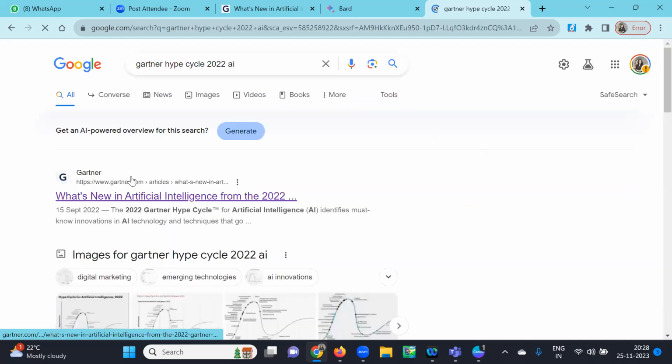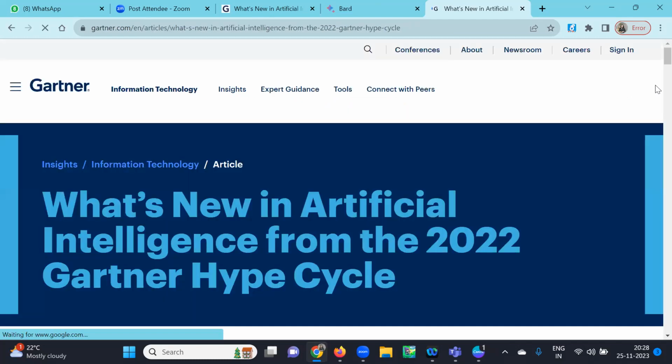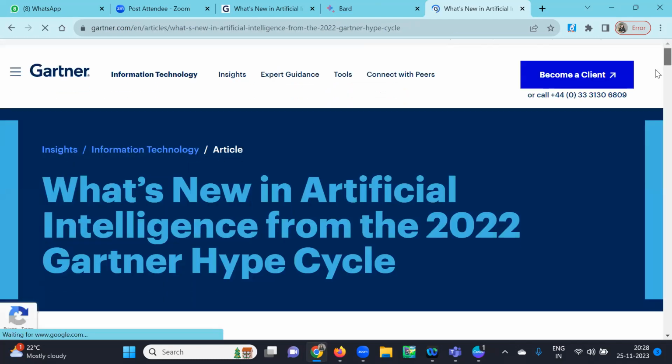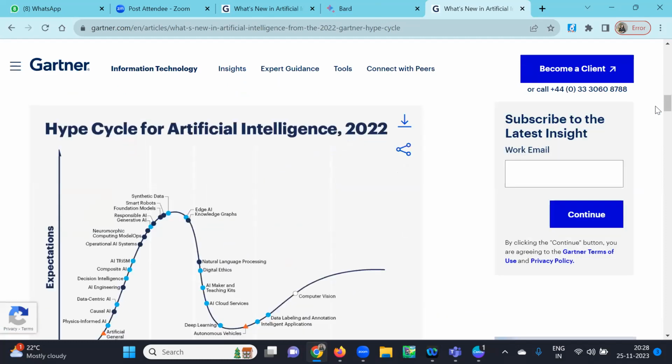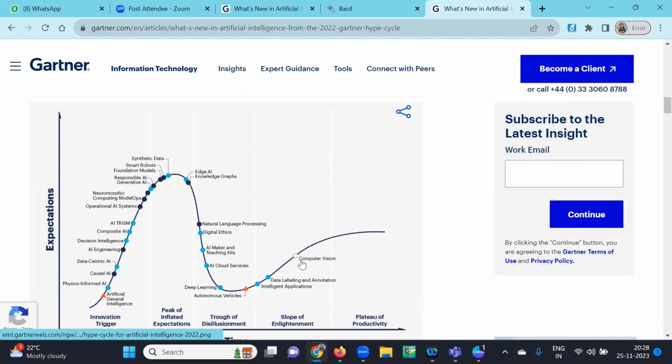So this is the website, gartner.com. Any new technologies that emerge, you can go and check in here. So this is for AI for 2022. This is what I had shown you, computer vision. So it has already matured. It is nearing the plateau of productivity.